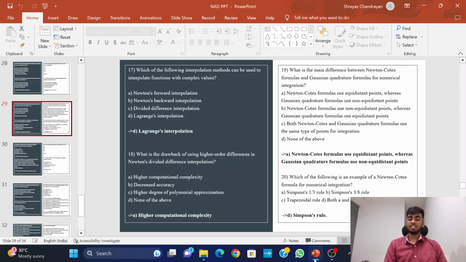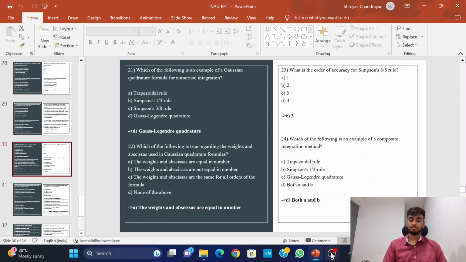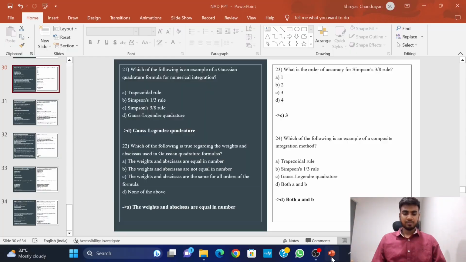Question 20 is which of the following is an example of Newton-Cotes formula for numerical integration? A. Simpson's one-third rule, B. Simpson's 3/8 rule, C. trapezoidal rule, D. both A and C. So answer is Simpson's 3/8 rule. 21st question is which of the following is an example of Gaussian quadrature formula for numerical integration? A. Trapezoidal rule, B. Simpson's one-third rule, C. Simpson's 3/8 rule, and D. Gauss-Legendre quadrature. So the correct option is D.